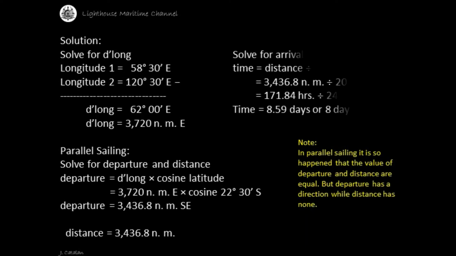Solve for arrival time. Time is equal to distance divided by speed. Distribute the value. Time is equal to 3,436.8 nautical miles divided by 20 nautical miles per hour. The result is equal to 171.84 hours divided by 24 hours per day. Time is equal to 8.59 days, or 8 days and 14 hours and 9 minutes.